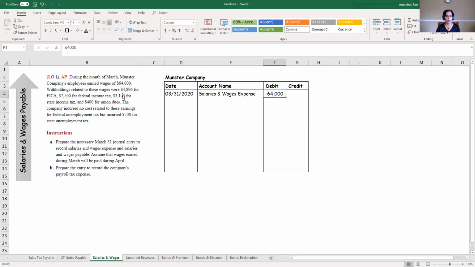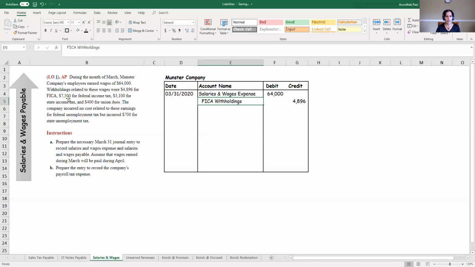So the first is $4,896 that has been withheld. This amount is not going to be paid to the employee. It's going to be paid to someone else. Who is that someone else? This is FICA. FICA is basically your Social Security and Medicare taxes. The employer and the employee have to pay the FICA taxes. So this is the employee's portion that is being withheld by the employer, and the employer is going to send it to the respective authorities, Social Security and Medicare.